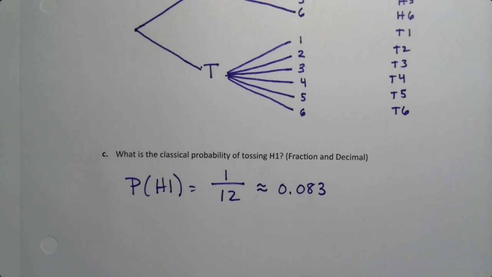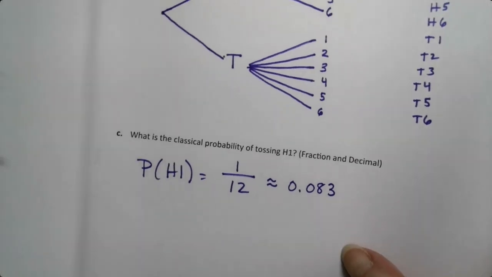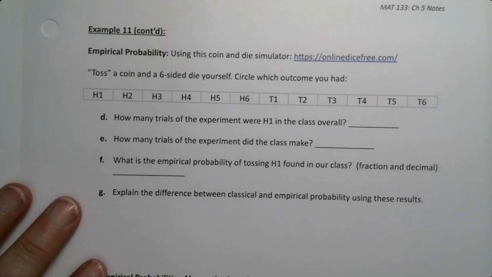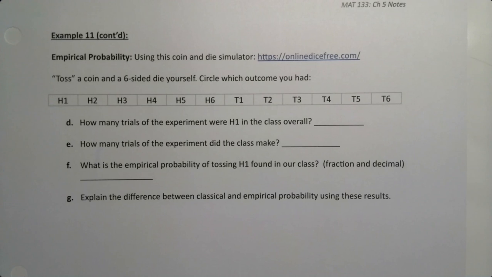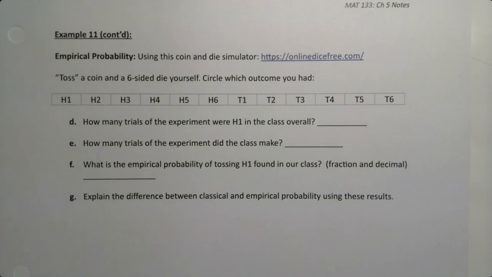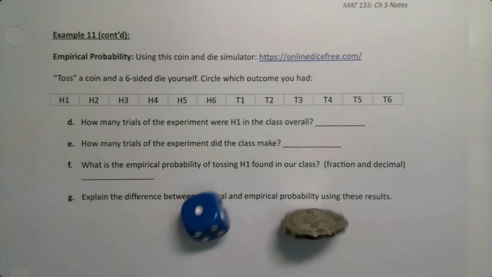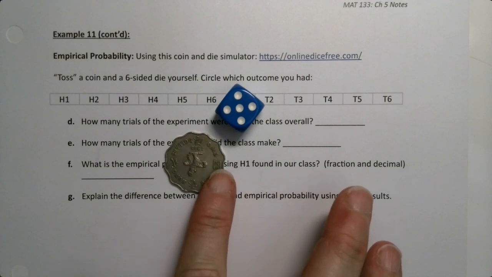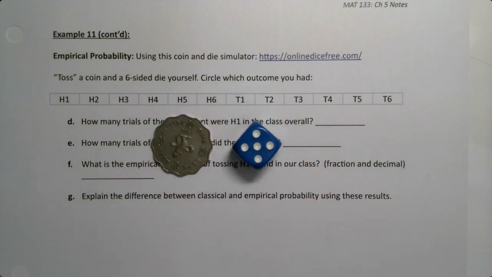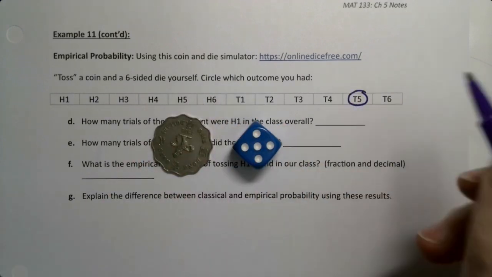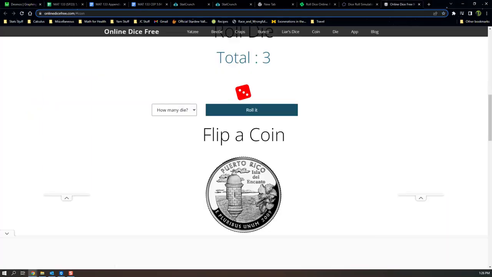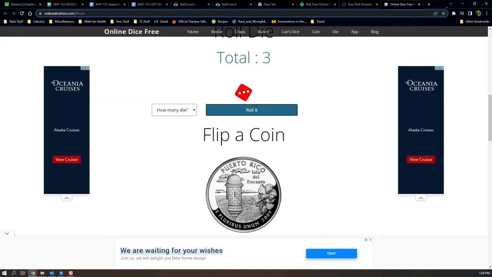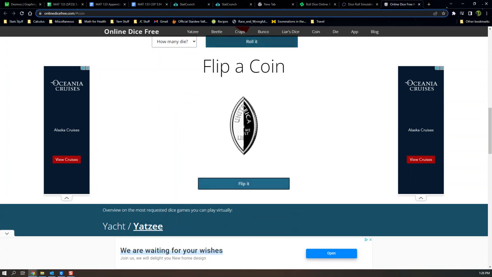Okay, so now I want to actually experiment. And you can do this along. You can play along yourself. You don't have to circle my values. So we're going to toss a coin and a die yourself. And I got tails and a 5. So I'm going to circle tails 5, but you could also go to that online site and get your own values. So you can roll your die and flip your coin and see what you get.